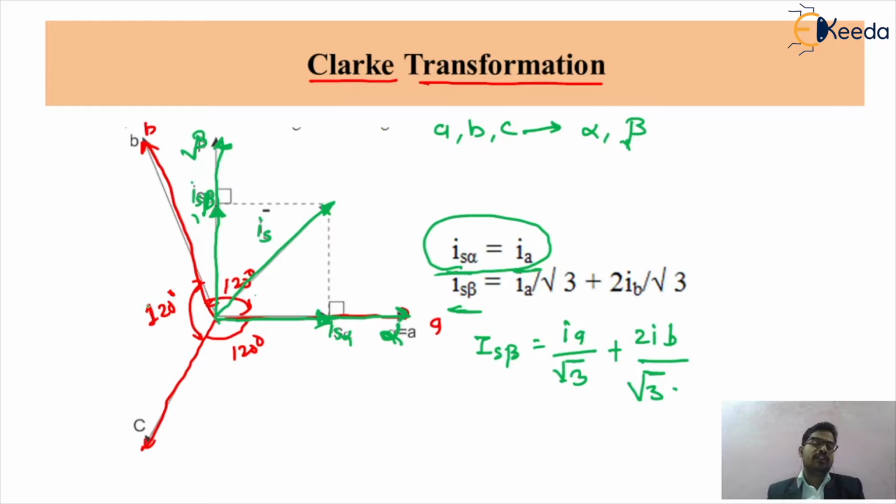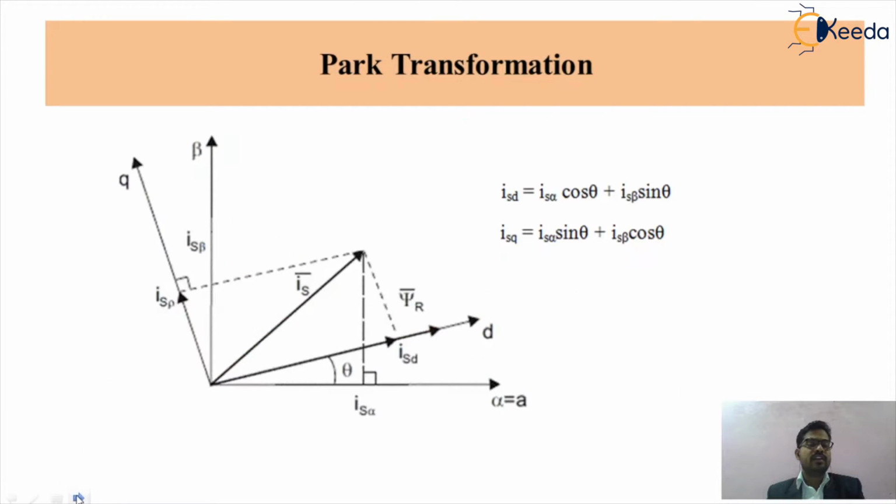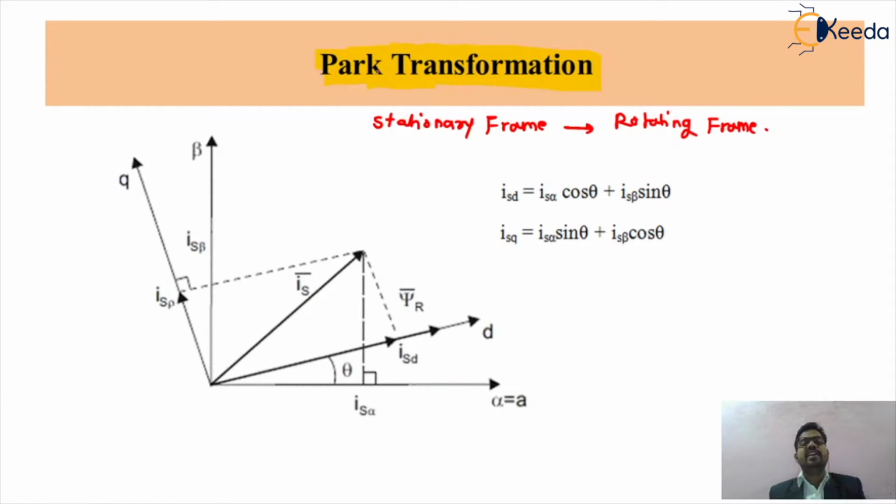After understanding the Clark transformation, we can move towards the next transformation, which is very important. We call it the Park transformation. In the Park transformation, we convert the stationary frame quantity into a rotating frame quantity. This is done with the help of a rotating frame, and it is called the Park transformation.